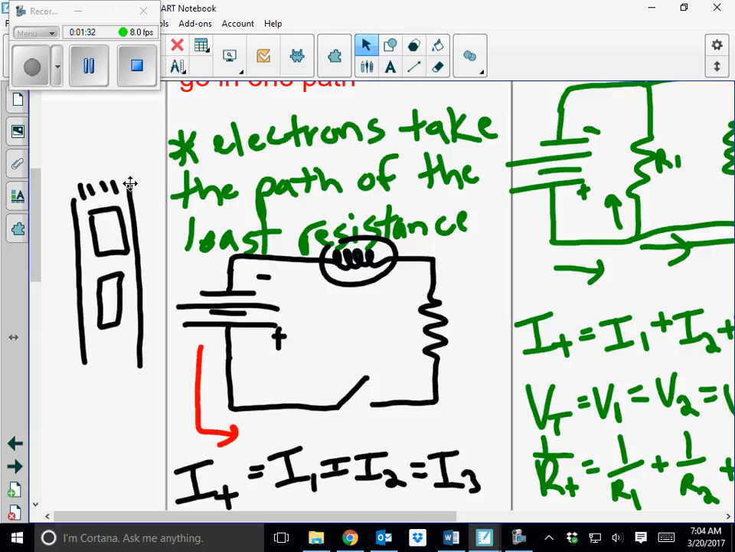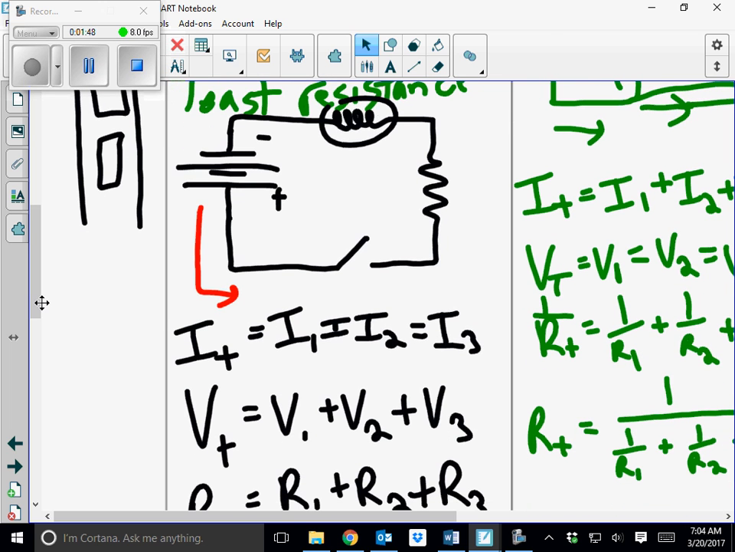Electrons take the path of least resistance. They still take paths of higher resistance, remember, but more of the electrons will flow through the path that's easier to take. Additionally, they can't move faster than each other. That's why the total current, and someone pointed out I had written this wrong, so I apologize, is I total equals I1 equals I2 equals I3.